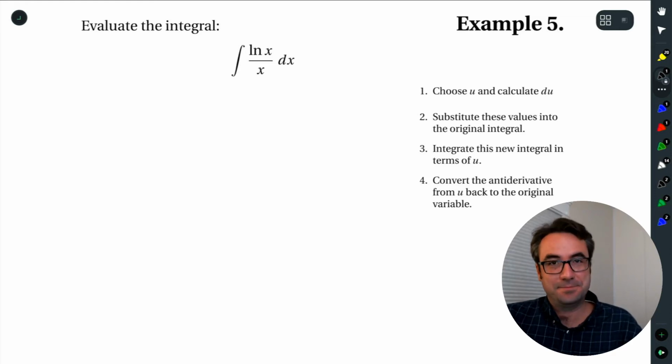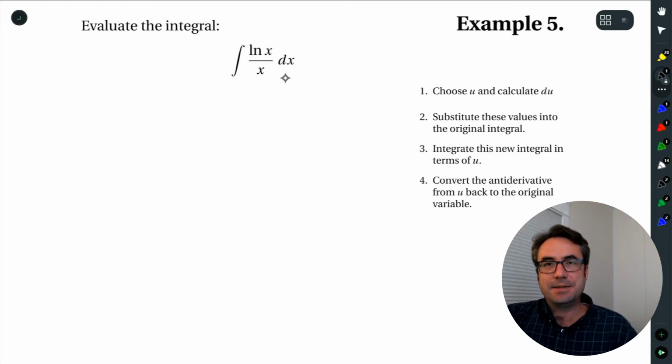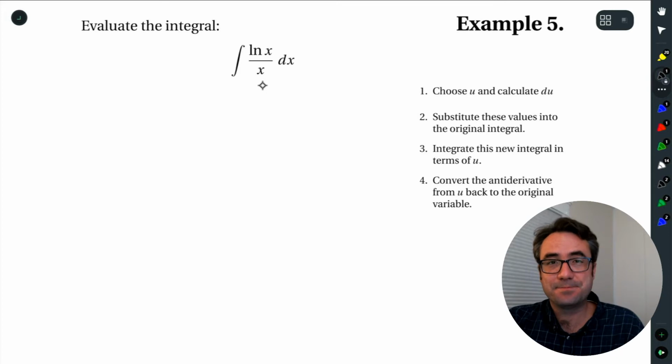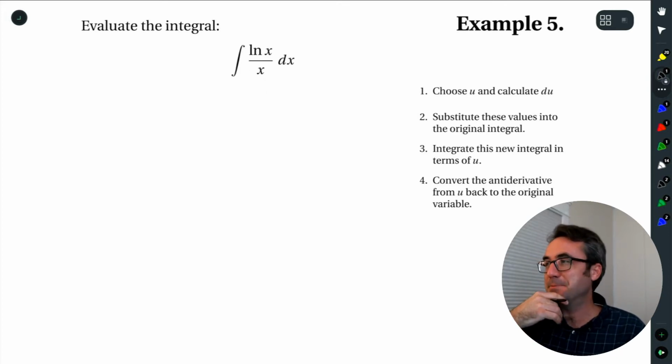All right, let's try another one. So we're going to integrate the function natural log x over x. And this is not one of our basic forms. There's really no algebra here that we could do to simplify this down. So substitution rule is probably our go-to technique here, precisely because that's our only technique at this point.